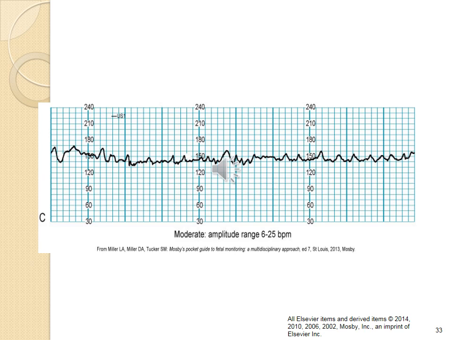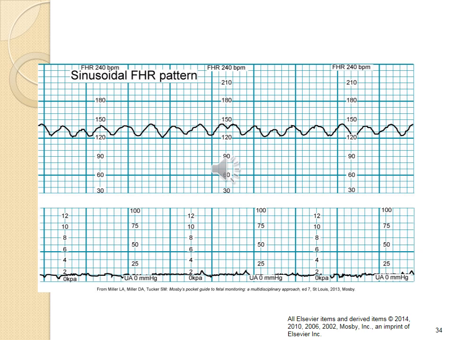Moderate variability is considered normal fetal acid-base balance. This is in your book, page 390. Chorioamnionitis is associated with severe fetal anemia. It's an inflammation of the fetal membrane, fetal sepsis, and administration of analgesics. This is also in your book on page 390.